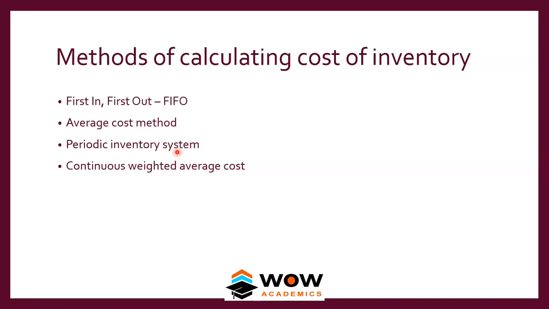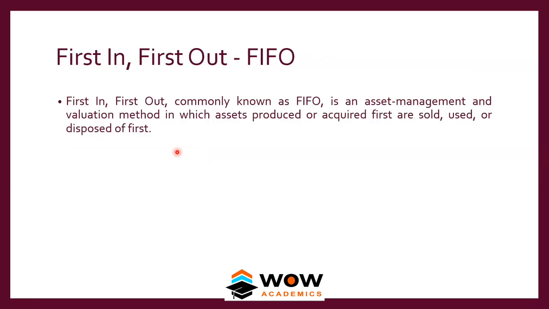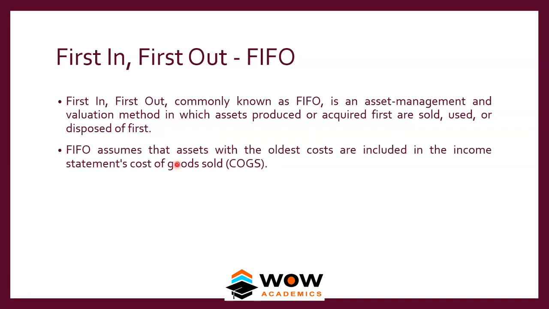So we'll see them and then we'll decide what they are. So FIFO refers to first in, first out, commonly known as FIFO. It is an asset management and valuation method in which assets produced or acquired first are sold, used or disposed of first. The first bought inventory is first used. FIFO assumes that assets with the oldest cost are included in the income or cost of goods sold.